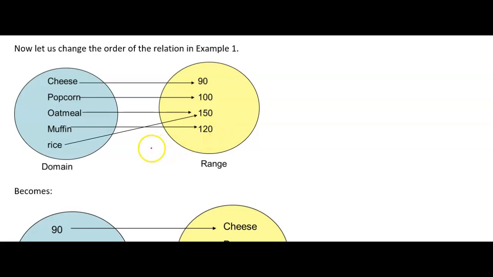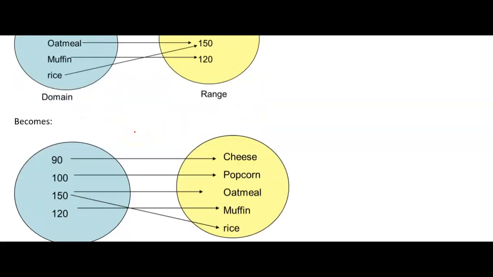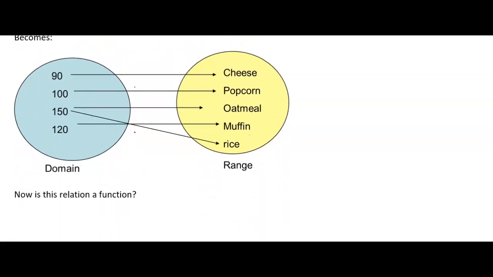But what if I swap the domain and the range? And when we do that with a set of points, we're actually taking something called the inverse. That comes up later, but I'm just going to swap. So now my domain becomes the list of calories, and my range is the list of food items.